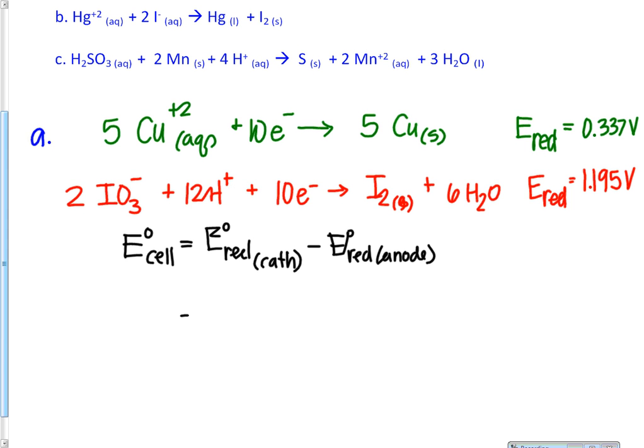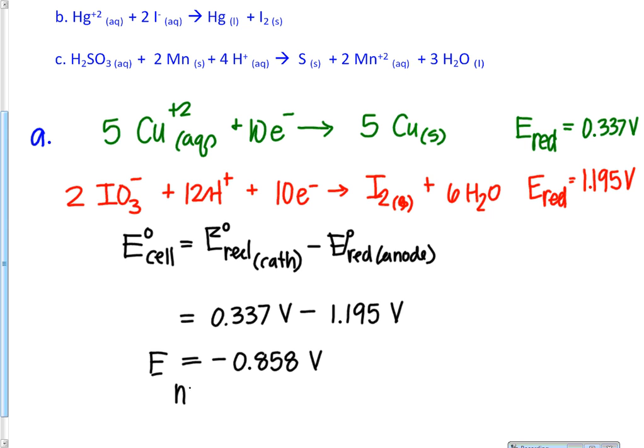So I'm going to use my value for copper, which was 0.337 volts. And I'm going to subtract from that 1.195 volts. And you're going to see that you get an answer of negative 0.858 volts. And because this is a negative E value, we would say that this reaction is non-spontaneous. So the way that it's written, this reaction is non-spontaneous.